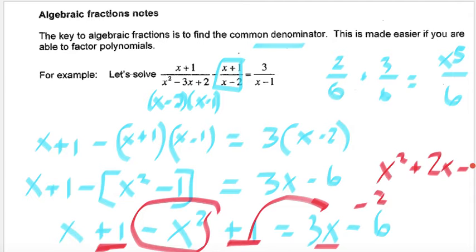So on the next page, I'm going to write x squared plus 2x minus 8 equals 0. I didn't really write that to start with. I moved all of these pieces over to the right. And now I have a quadratic equation: x squared plus 2x minus 8 equals 0.